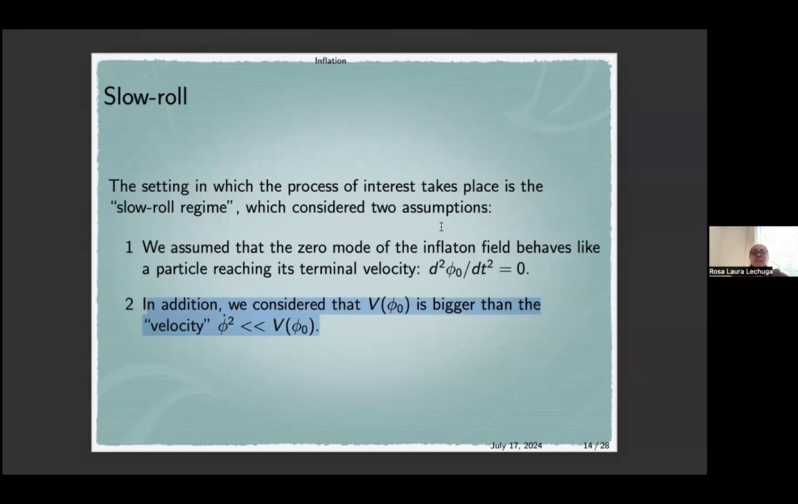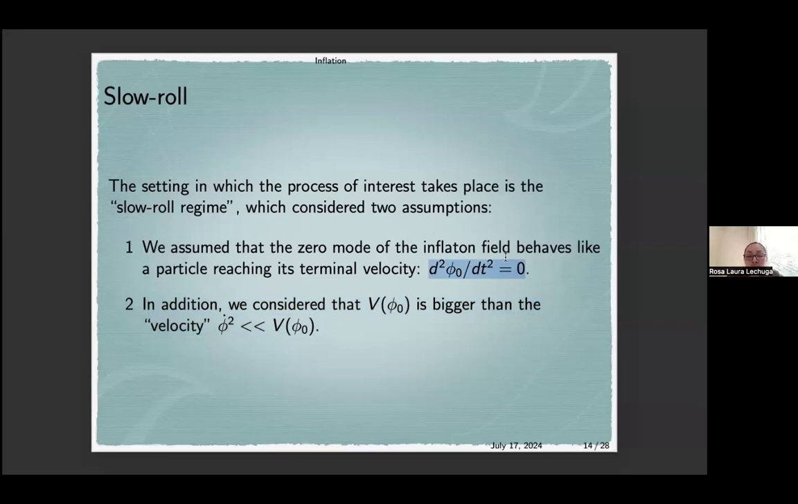And this particle reaches its terminal velocity. And you can remember that the terminal velocity in mechanics books or in mechanical physics is written in terms of the second derivative equal to zero. It means that the friction force, for example, is equal to the velocity. So in that sense, I represent that physical situation with this equation.